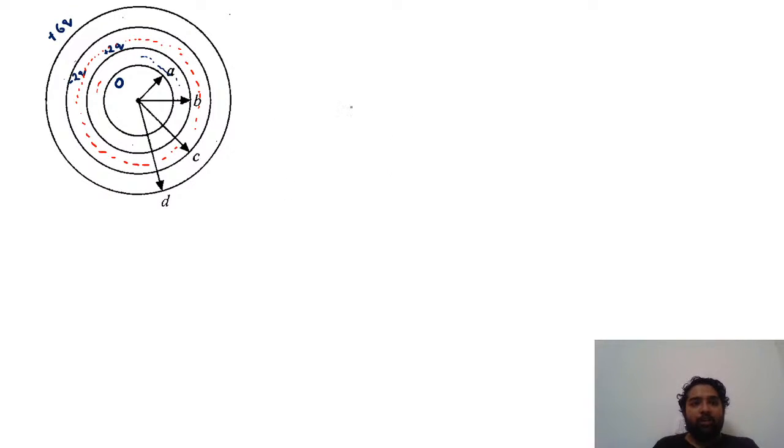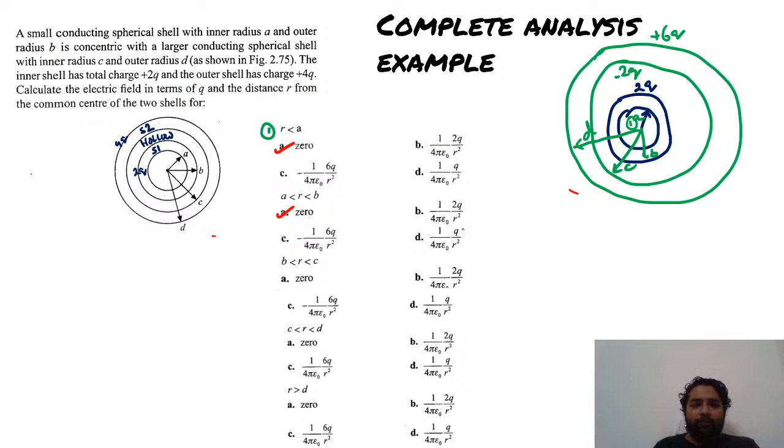As a result, between B and C, the field will be equal to k into 2q by r square, because there is 2q charge inside. Getting it? And so the answer for this will be k into 2q by r square.